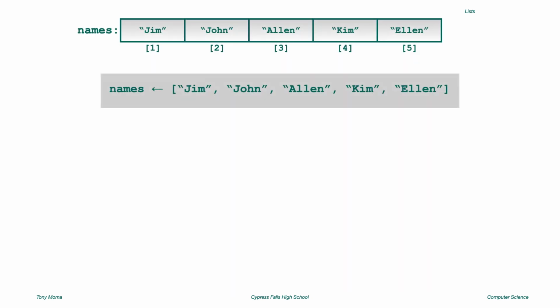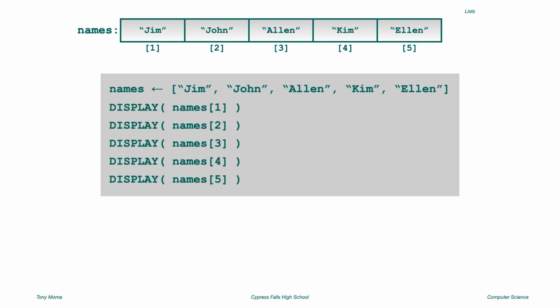For example, consider the following list of strings. Suppose I want to display each element in this list one by one. One way to do that would be to use the display command on each element in the list one by one. This, however, is obviously very tedious and becomes more tedious the larger the list grows. For example, suppose we had 50 elements in the list, or 500, or 500,000. In that case, we would need 500,000 display commands in order to display each element in the list.